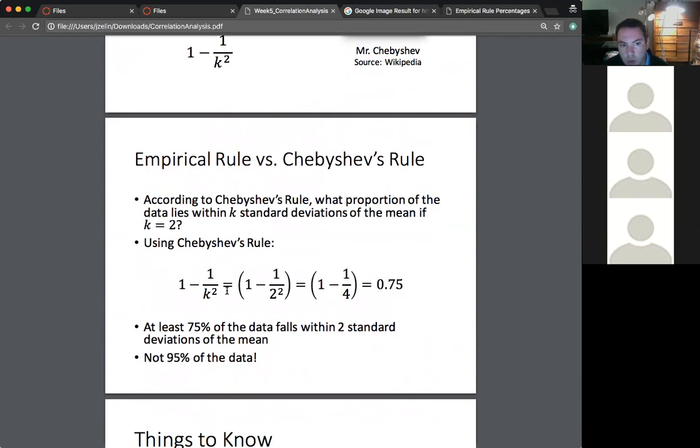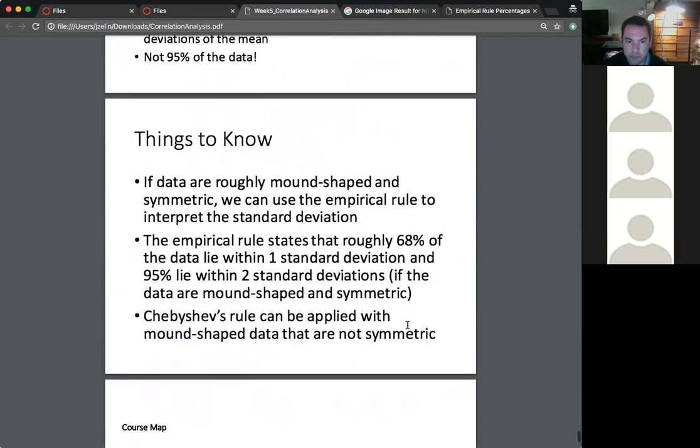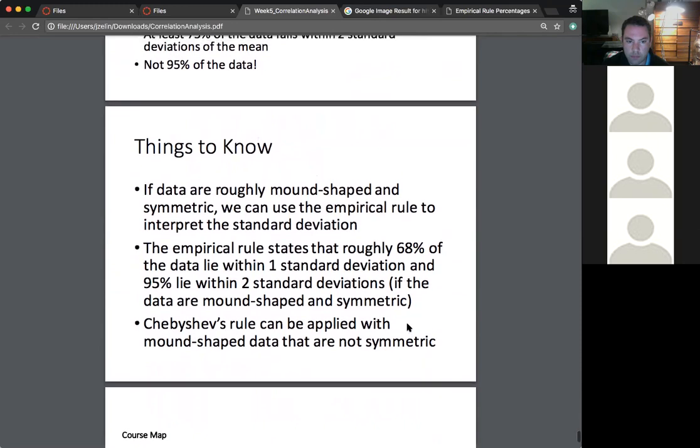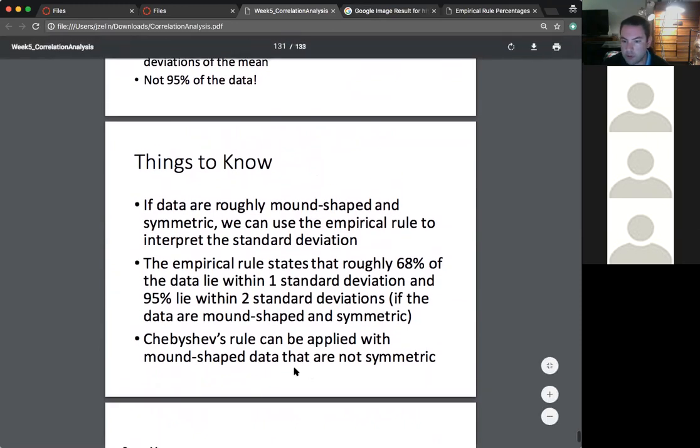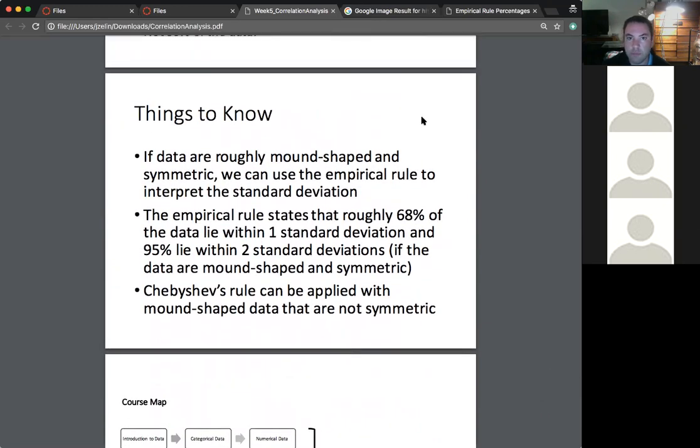So the whole idea here is that because the data is not normal, it's giving a little bit more error. It's saying that at least 75% of the data falls within 2 standard deviations of the mean, while if it was normal, we would say there's 95% of the data. So it's a little bit more error prone to account for that non-normality, and it can be used for distributions that are not symmetric, right?